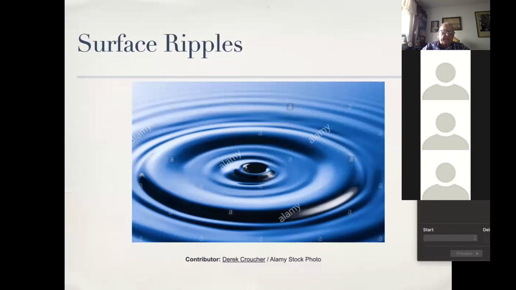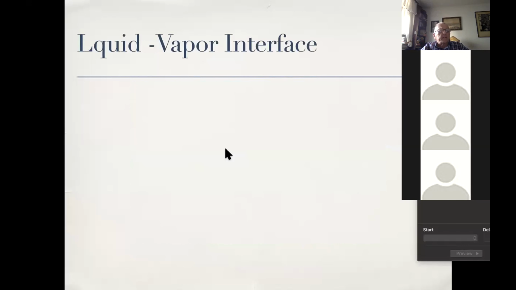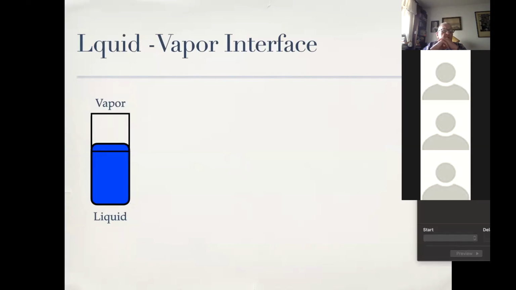And these kinds of waves are called capillary waves, and they play a very important role in many engineering and technical applications. But before we start talking about them, let's first think for a while about what the properties of the liquid-vapor interface are. This is the kind of picture.